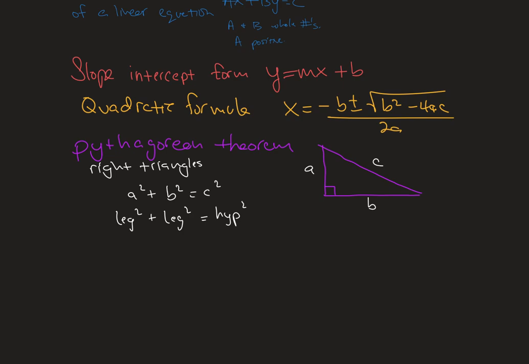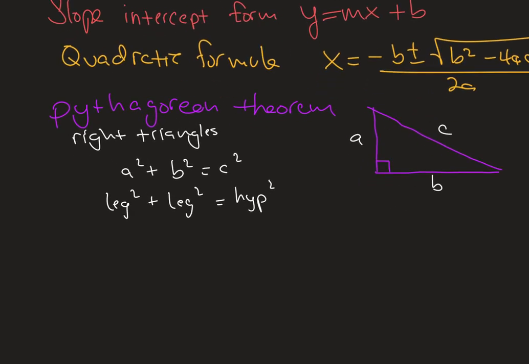So here is Pythagorean theorem. It works with right triangles. Here's a right triangle. It's a squared plus b squared equals c squared, where a and b are the legs. It does not matter the order you write them in. And then the hypotenuse, that's what that hype means. Hypotenuse is c. And c is always the longest side, and the longest side is always opposite the 90-degree angle.